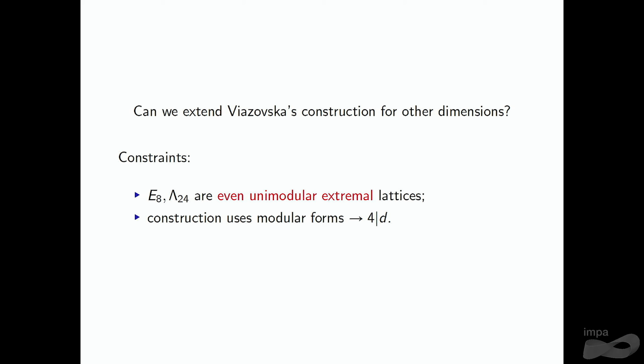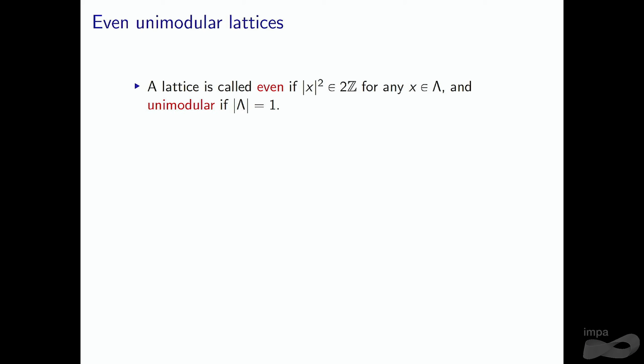And as we will see, they just exist in dimensions that are multiples of 8. And the second constraint is that the construction uses modular forms, and so you have, for instance, constraints on the dimension. It must be a multiple of 4, but you have other constraints.